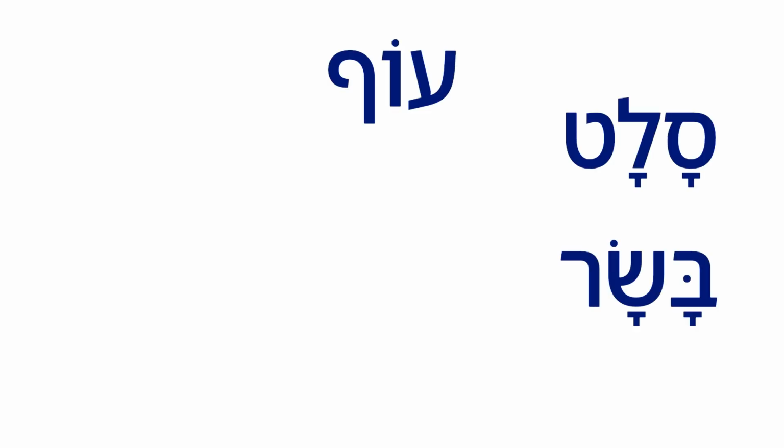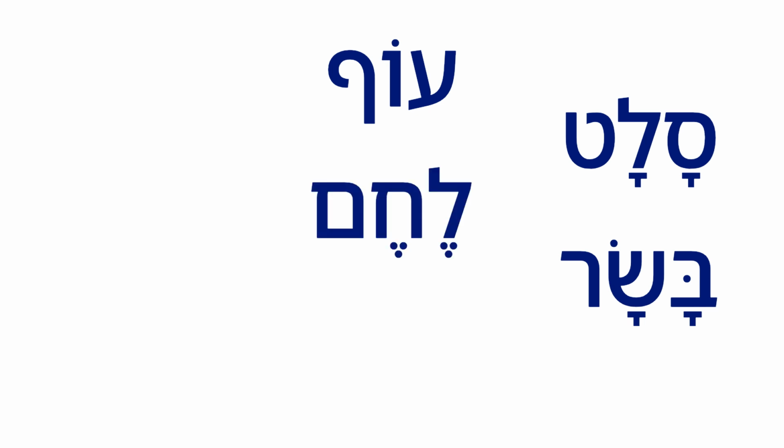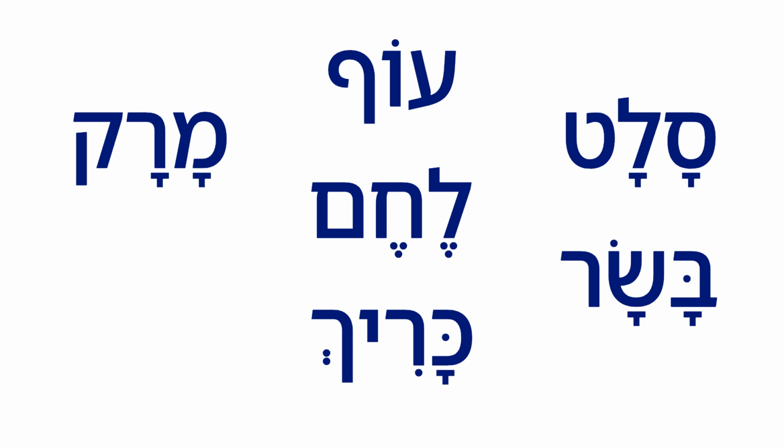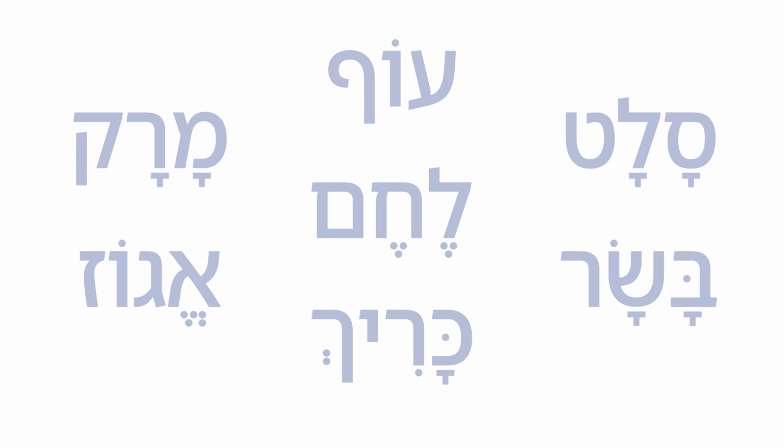Let's go over the gender of each of the Hebrew words we saw in the food vocabulary video. The words salat, salad, basar, meat, of, chicken, lechem, bread, karich, sandwich, marak, soup, and egoz, nut, are all masculine nouns. The words beitza, egg, ugah, cake, and gvina, cheese, are feminine nouns.